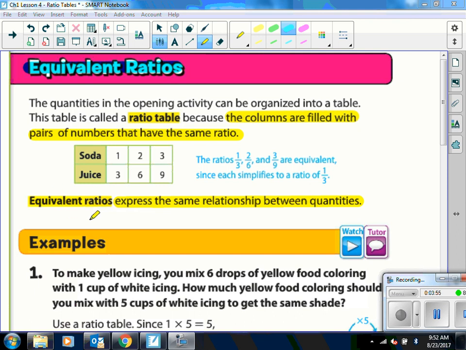So an equivalent ratio, make sure you write down this definition also, they express the same relationship between the quantities. Like in the warm-up, 1/3, 2/6, and 3/9, they all simplify to 1/3. So they are all equal.